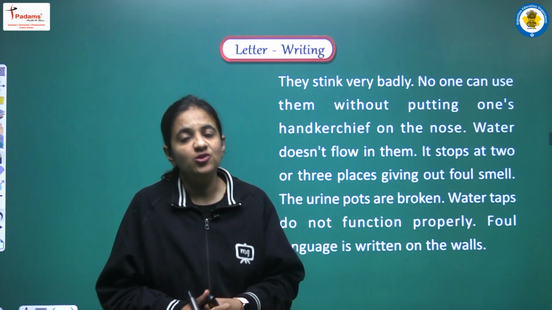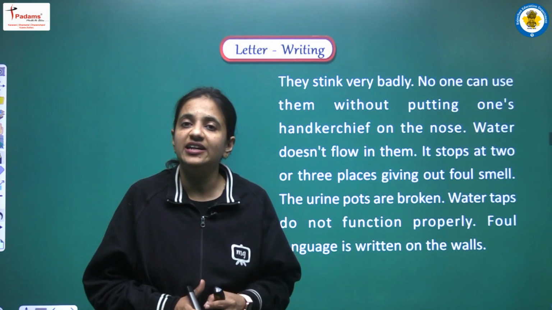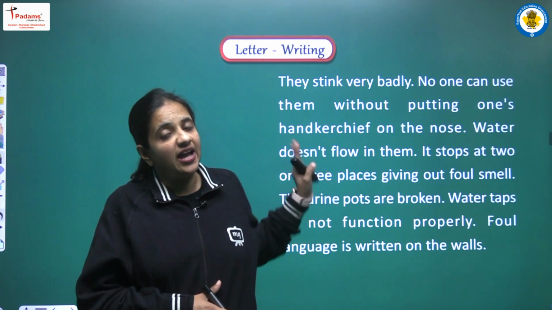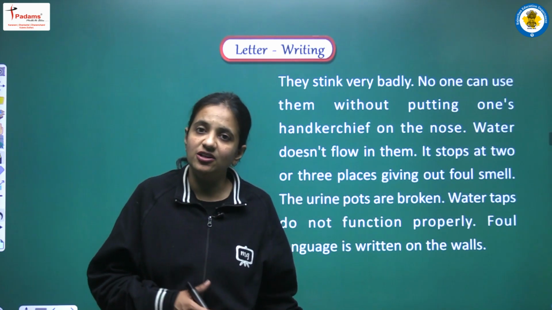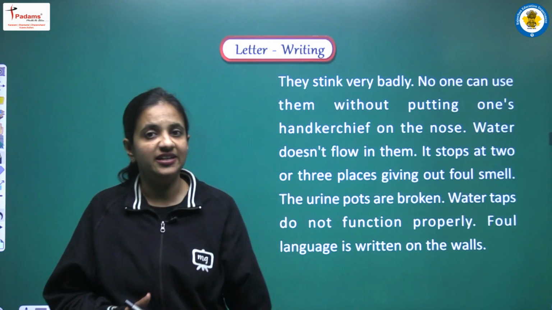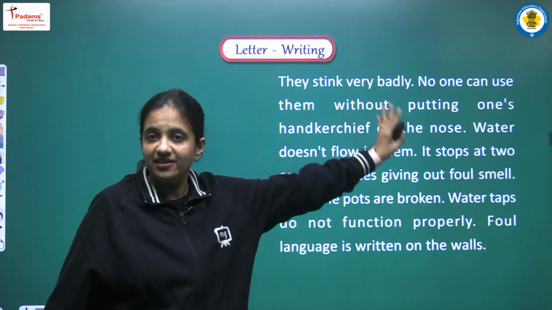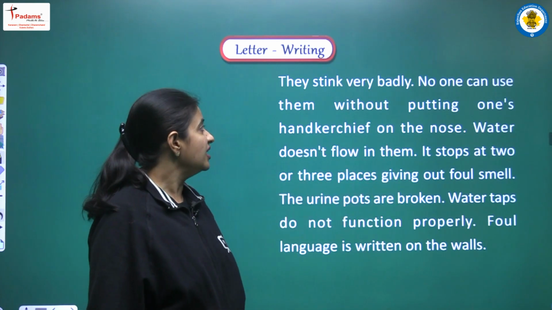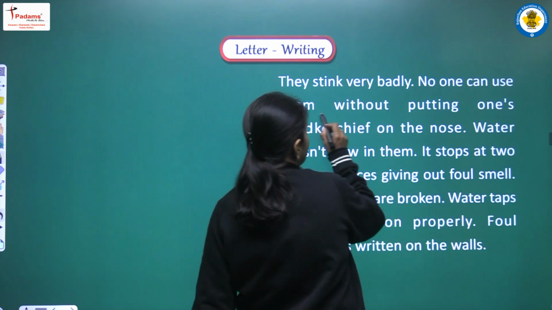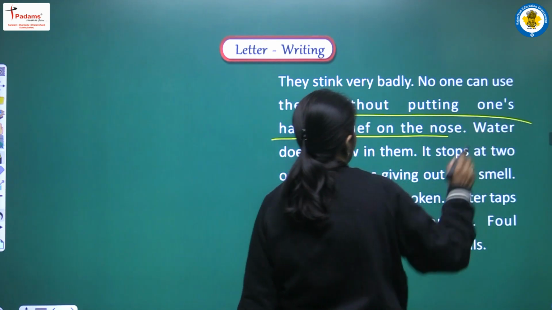So what will be in the toilets that makes us say the condition is very bad? We can write here, so we can make some sentences regarding the present condition. First of all we are writing that they stink very badly. Next, no one can use them without putting one's handkerchief on the nose.